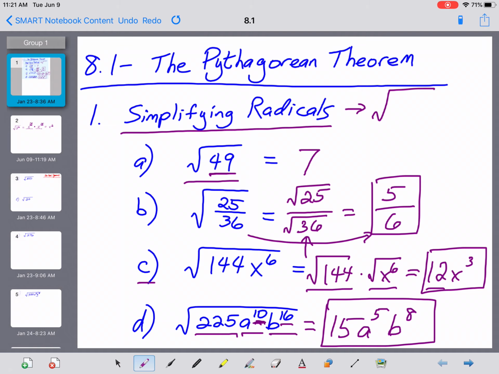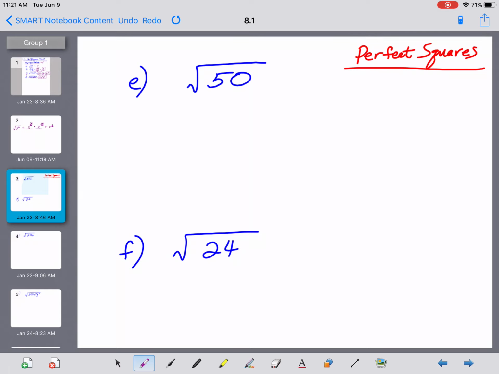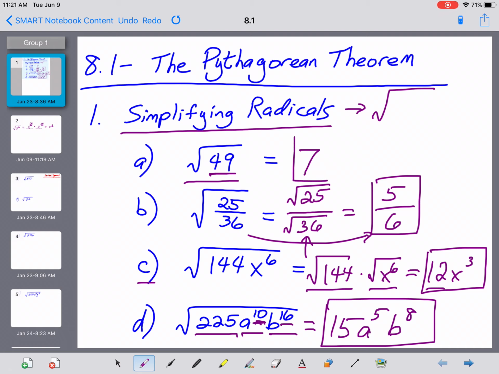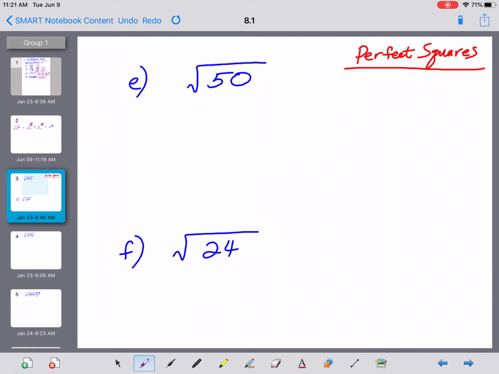Now, none of those were super difficult because in every one of those cases, the radicand that was presented to us, like 49, 36, 144, those were all perfect squares. And let me go back to this now. When you take the square root of a perfect square, your answer always ends up being something that looks nice, like 7 or 5, 6 or 12x cubed or 15a to the 5th, b to the 8th. But things get tougher when you're asked to take the square root of something that is not a perfect square, like 50. Now, even if you have a pretty good understanding of perfect squares or square roots, you might have a little trouble with this one right here.